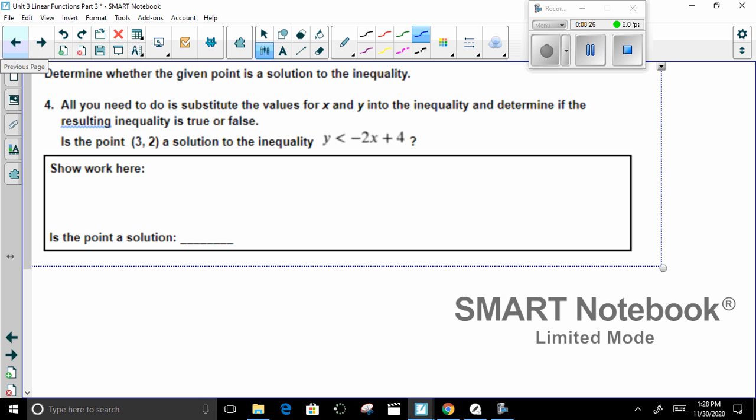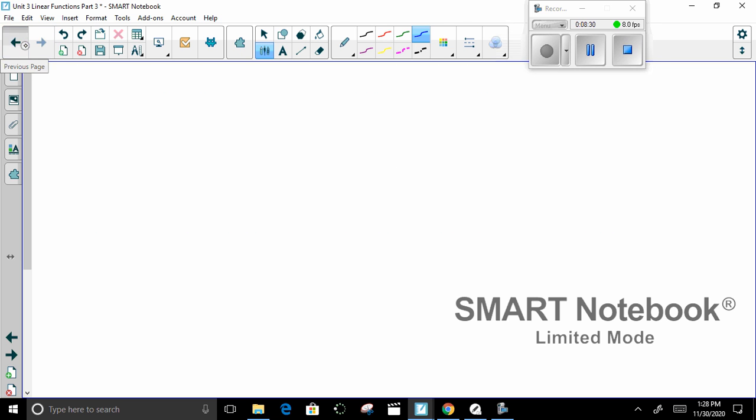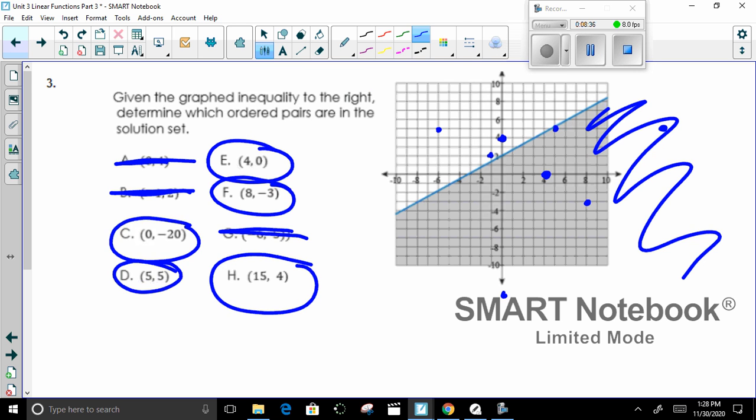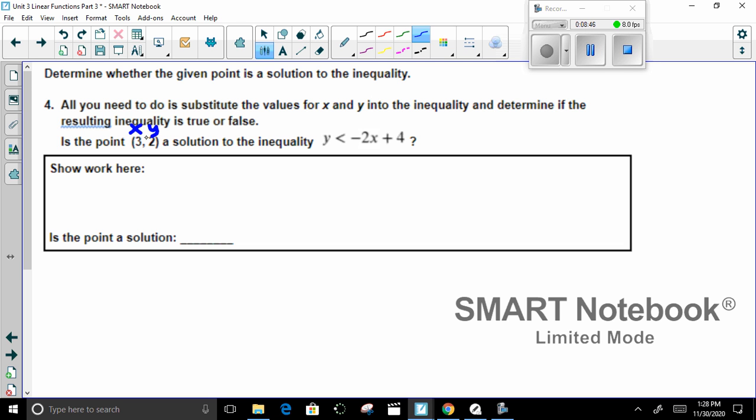All right, I believe there is 4, 5, 6. So there's 3 more questions. I want y'all to finish those last 3 questions. Actually, I'll do number 4 with you really quick since I'm here. Determine whether the given point is a solution to the inequality. All you need to do is substitute the values. So I got an x value and a y value. Is that point going to make this inequality true?